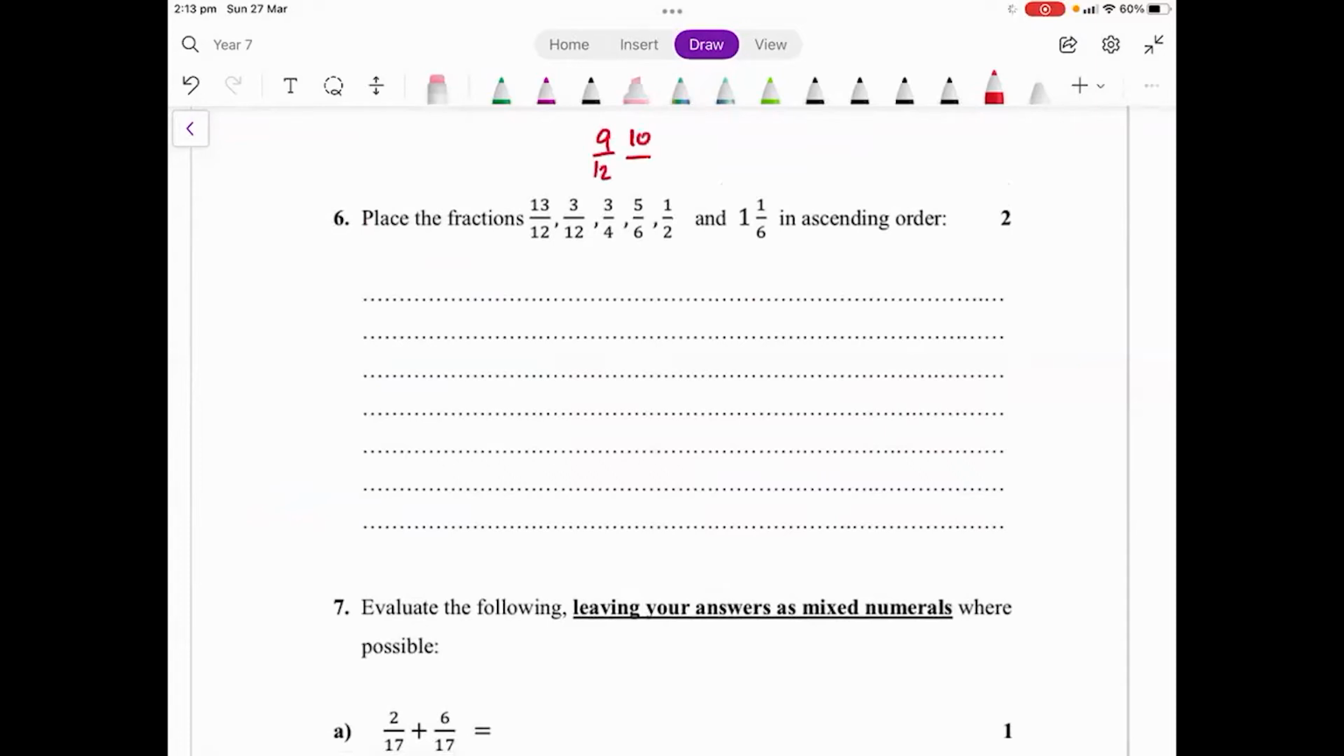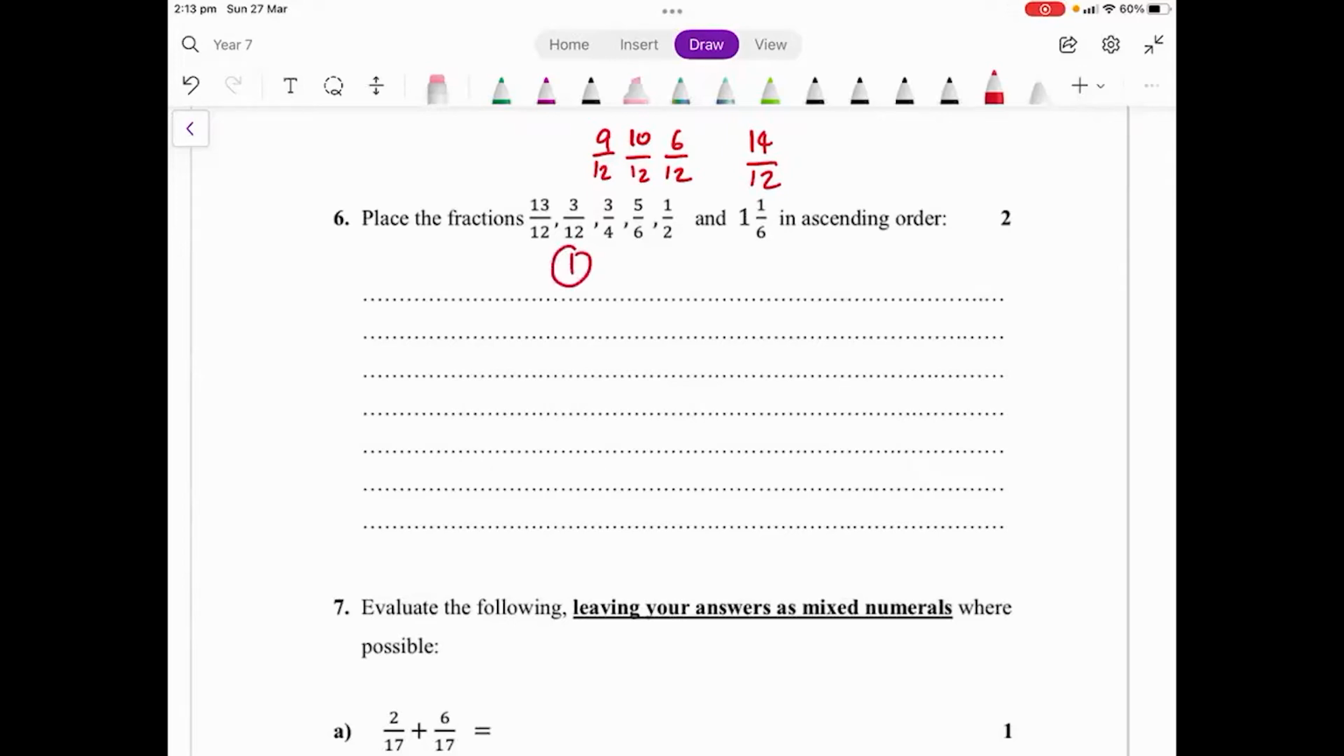And 1 and 1/6, I'm just going to make an improper fraction as well. That's 14 over 12. And the reason I did that is that now all I have to do is compare the numerators, which is nice and easy. It's ascending, so I start with the smallest one, which is 3 over 12. Then I move on to 6 over 12, 9 over 12, 10 over 12, 13 over 12, and finally 14 over 12.